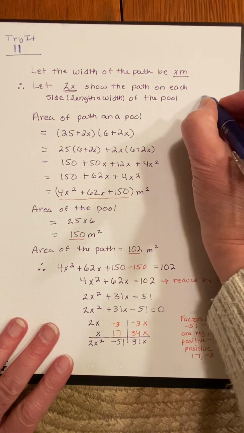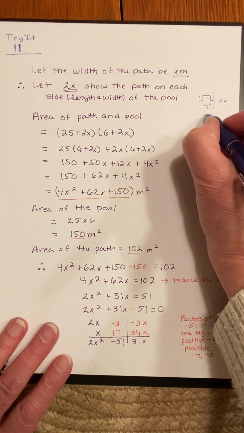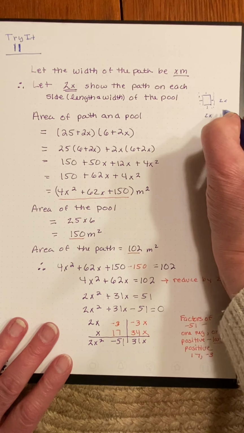Therefore, you have an X here and an X here. That's a 2X. You have an X here and an X here. That's also 2 of the X's. That's where we get 2X showing the width on each side of the pool.